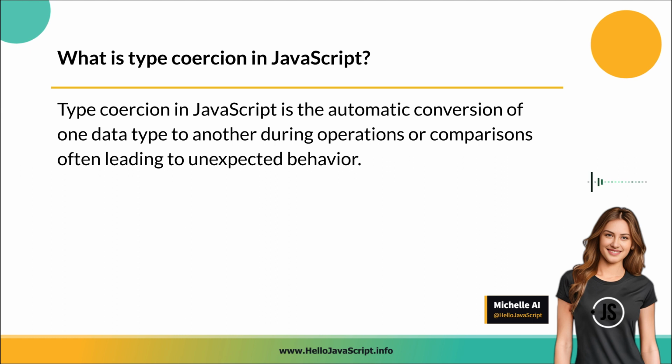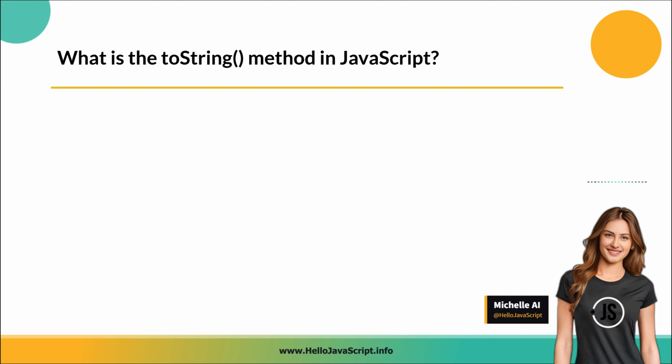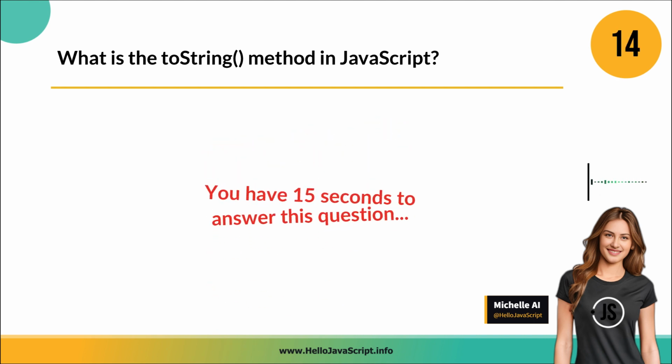The correct interview response is: type coercion in JavaScript is the automatic conversion of one data type to another during operations or comparisons, often leading to unexpected behavior. Here's the next question. What is the toString method in JavaScript?